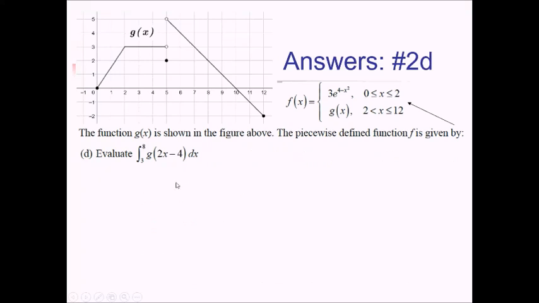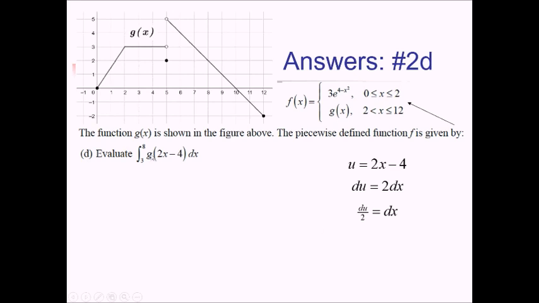For this problem part, to find the integral from 3 to 8 of g of 2x minus 4 dx, I'm going to use substitution because I have this inner function. I think there's other ways to do it, but this will probably be the most straightforward way. So let's let u equal 2x minus 4, and then that means that du is going to be 2 dx, which means that du over 2 is the same as dx.